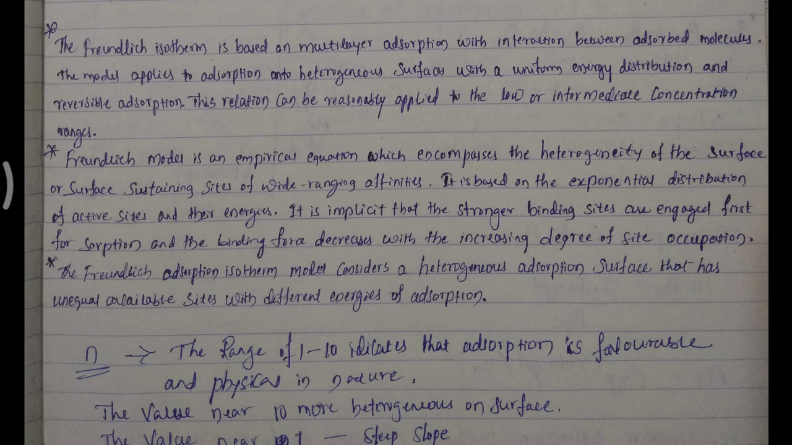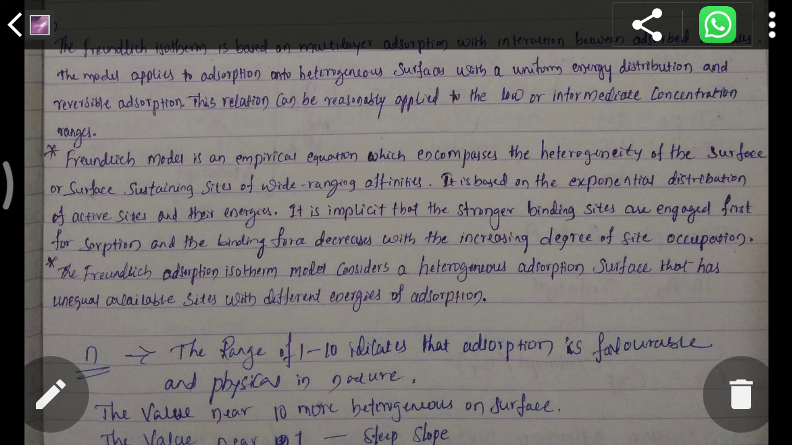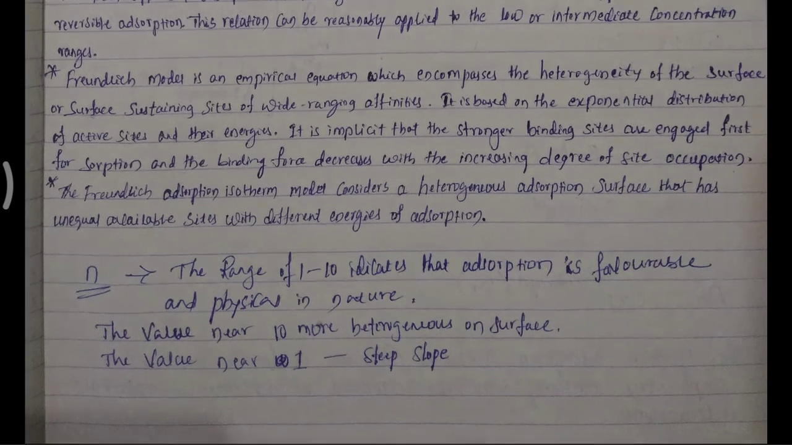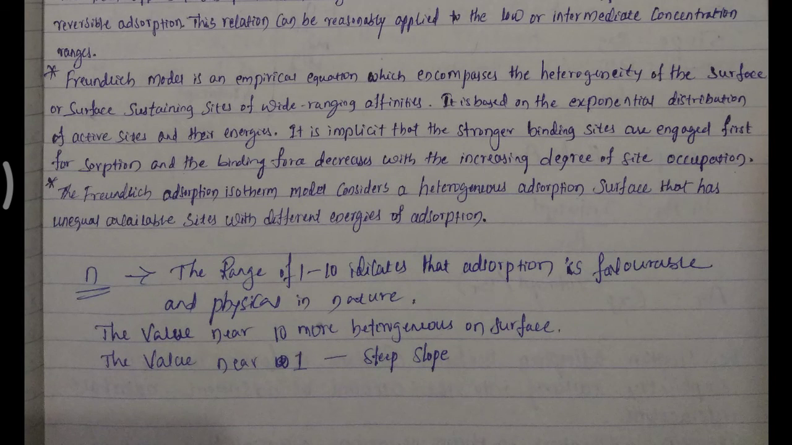And one more point, the Freundlich adsorption isotherm model considers a heterogeneous adsorption surface that has unequal available sites with different energies of adsorption. So see here, the range of 1 by n value, a range of 0 to 1 indicates that adsorption is favorable and physical in nature. If the value is near to 0, the surface is more heterogeneous. If the value is near to 1, it's a steep slope.